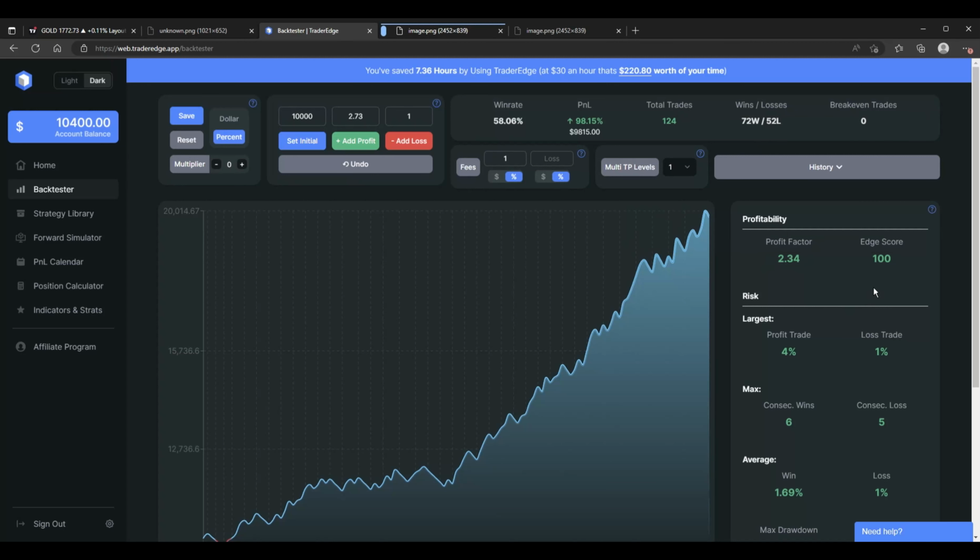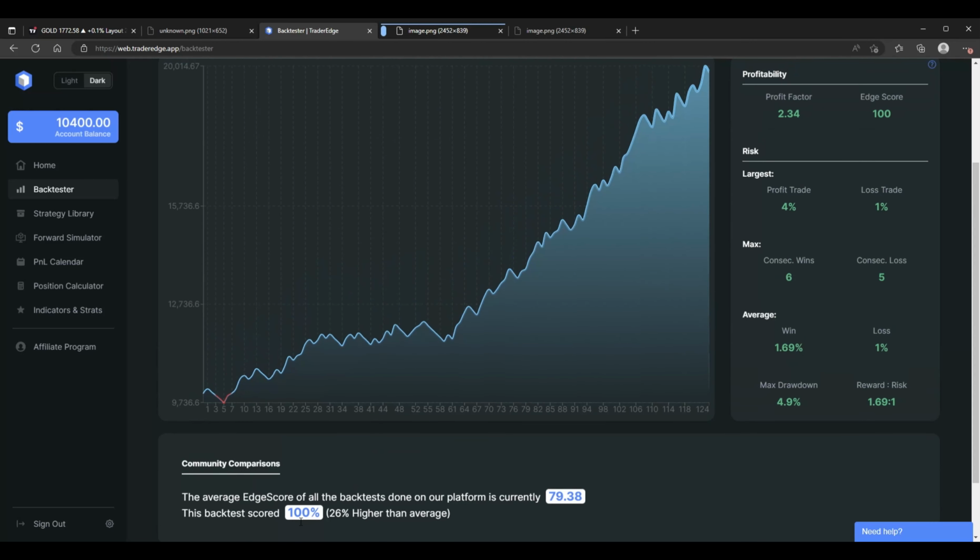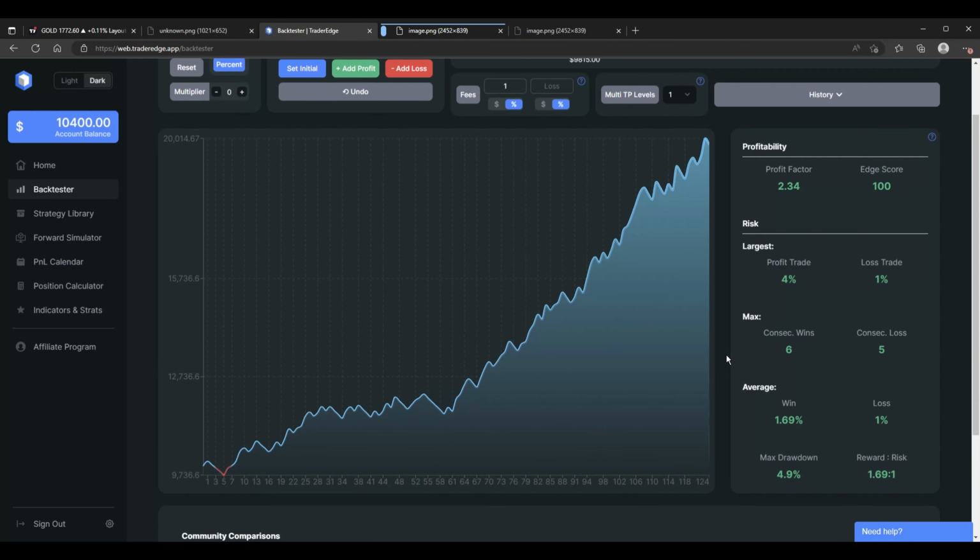Profit factor, but this is what's pretty cool, the edge factor. So I haven't actually submitted this strategy to Trader Edge yet, but the edge score is 100. The average edge score of all backtests done on our platform is currently 79.38%. This backtest score is 100%. So that's pretty cool, I think, anyway.